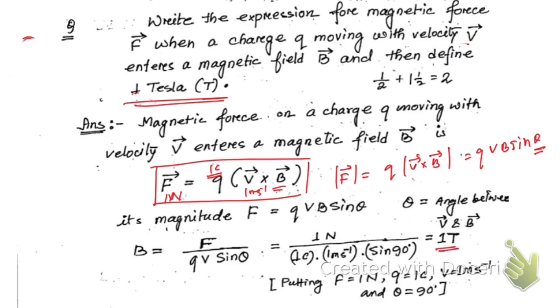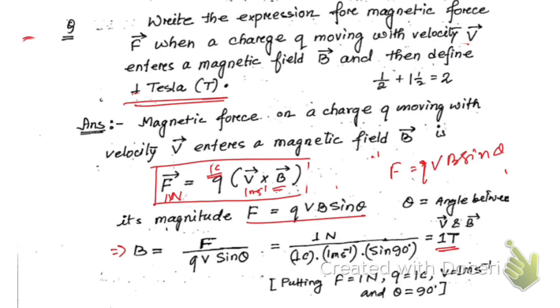Okay, when you put 1 unit charge, that is 1 coulomb, and the velocity 1 meter per second, and theta equal to 90, if you get the force equal to 1 Newton, then we can say this magnetic field is 1 Tesla. From this relation, F = qvB sin theta, we can obtain B = F by qv sin theta.